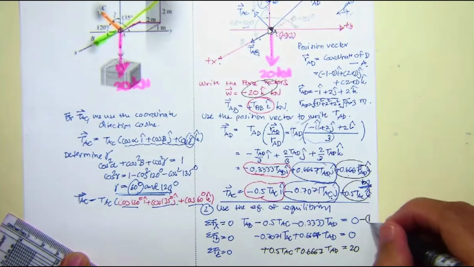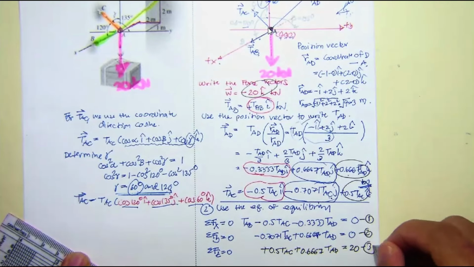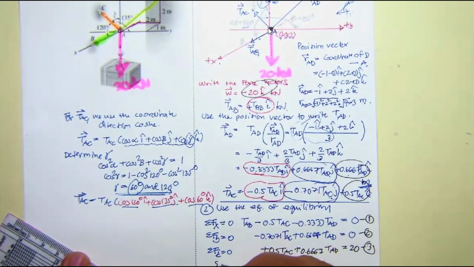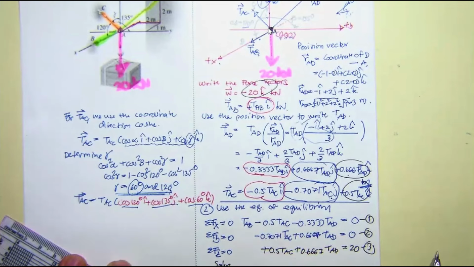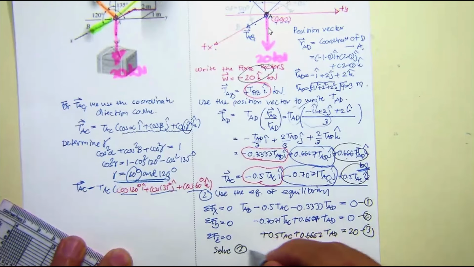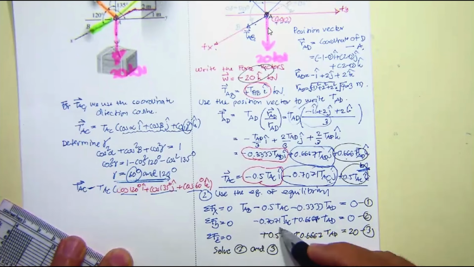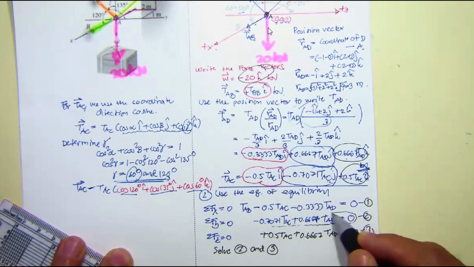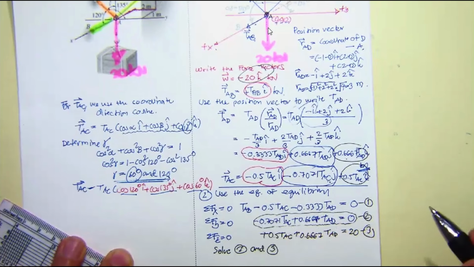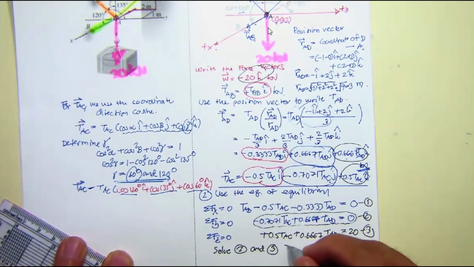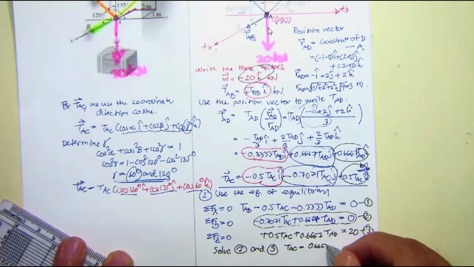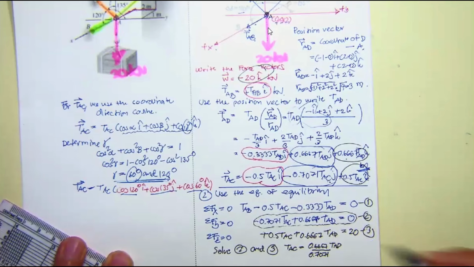Now, we have equations 1, 2, and 3. In my opinion, I will take this one, this one, take this one. You may put T sub AC equal to 0.667 T sub AD divided by 0.7071.